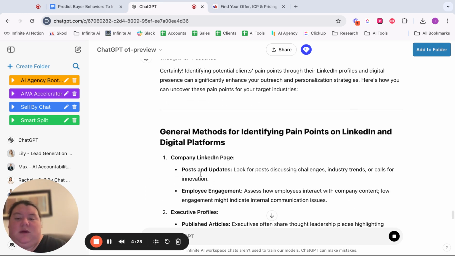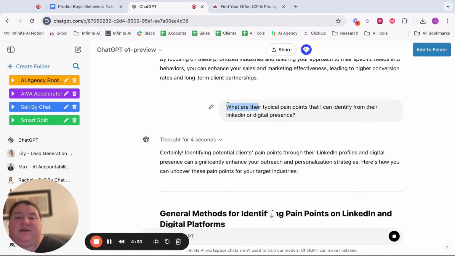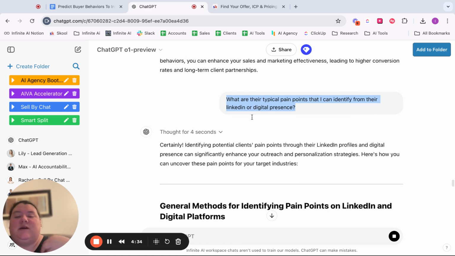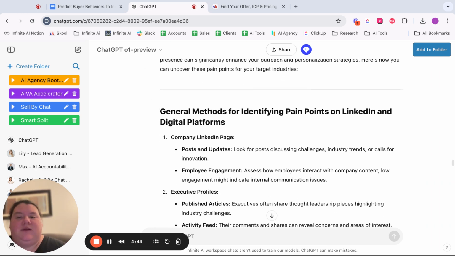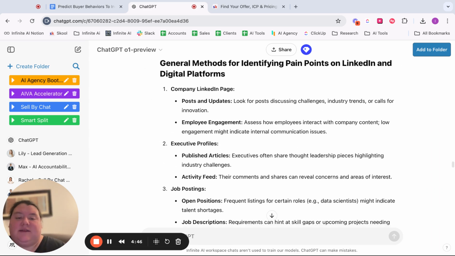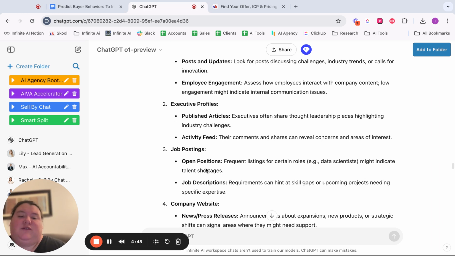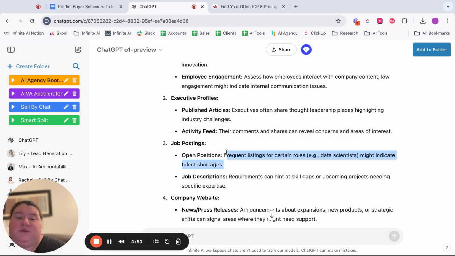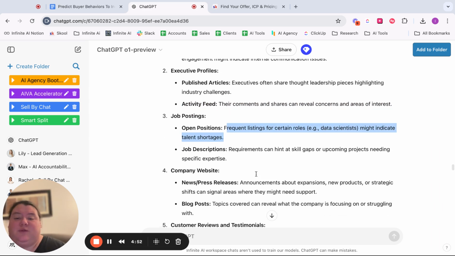The prompt says, what are their typical pain points that I can identify from their LinkedIn or digital presence? So if I am scrolling through their LinkedIn profiles, what are the signs or symptoms that I can see that indicate they're going through a pain point? Here it gives me some ideas, and that's what this is doing. So job postings, maybe they're posting way too many jobs, way too many roles, whatever the case might be.